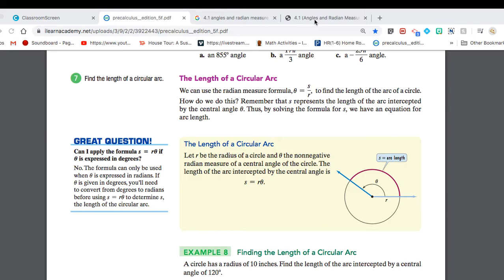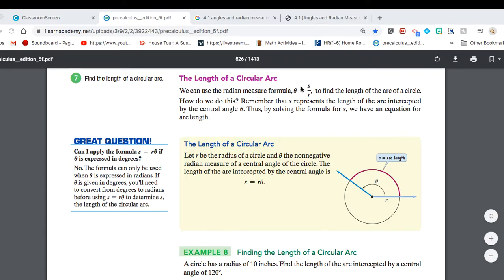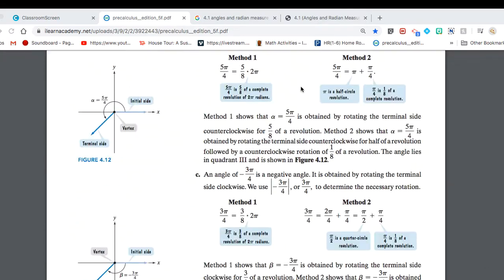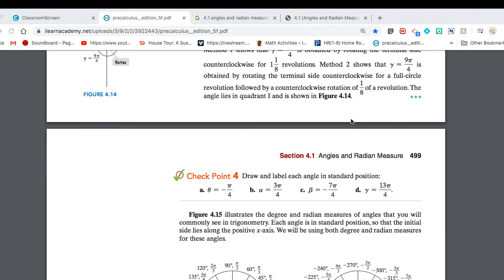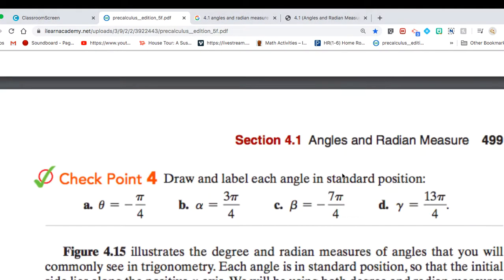Hey pre-calcer, I don't want to take up too much of your time, but this section has a lot to it. So let's dive into 4.1, dealing with angles and radian measures.